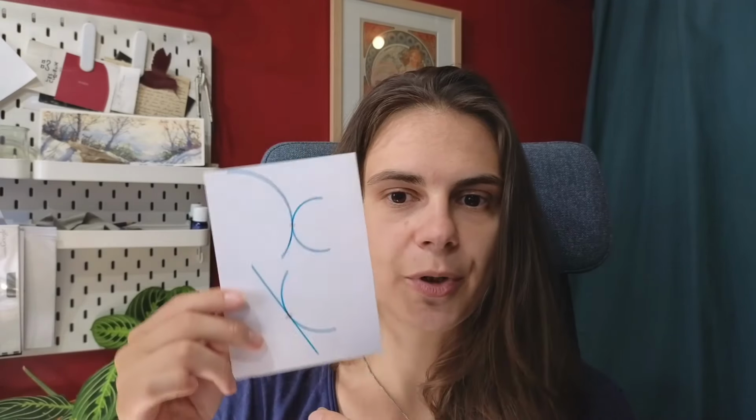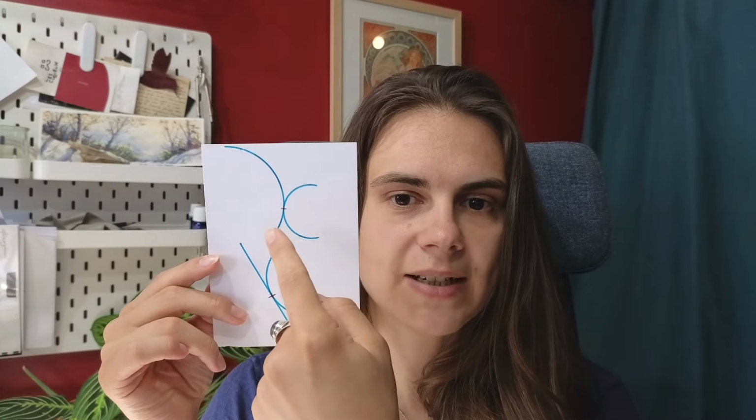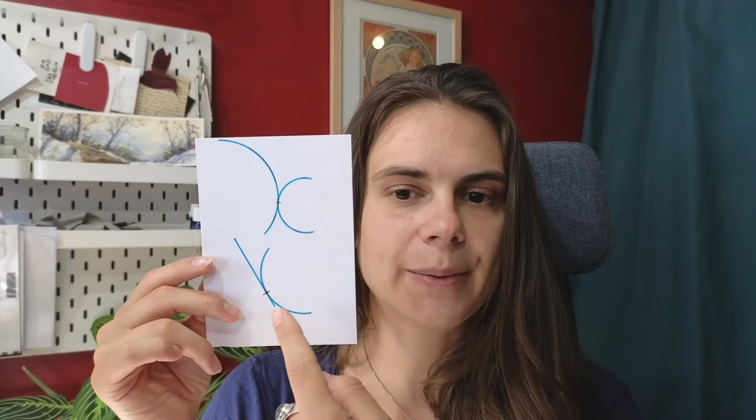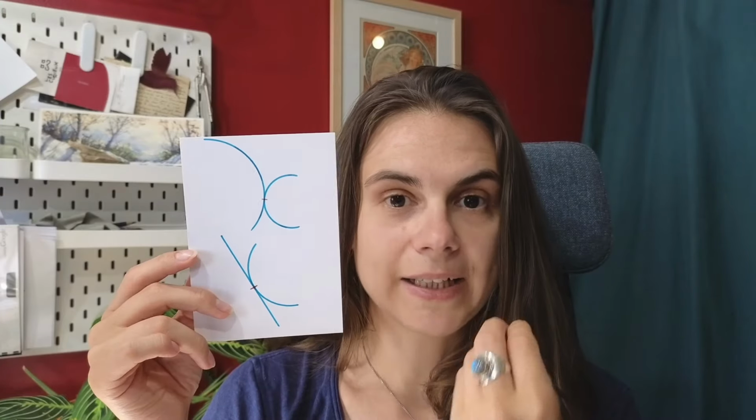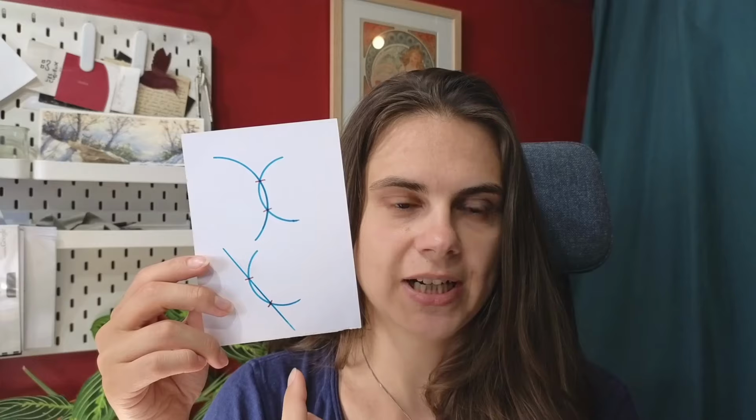So what does it mean to be tangent? It's when 2 curves or a curve and a line touch each other in only one specific point, like here. So we have 2 curves and they touch each other only in one intersection, and here a curve and a line. They don't overlap, otherwise there would be 2 intersections in each case.